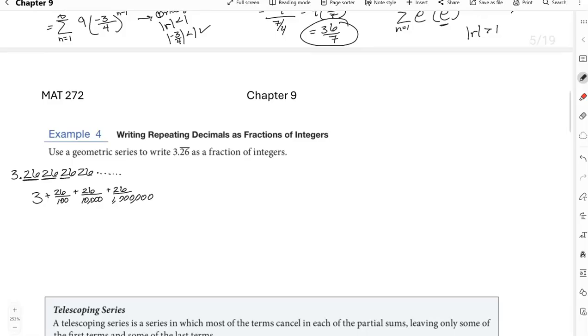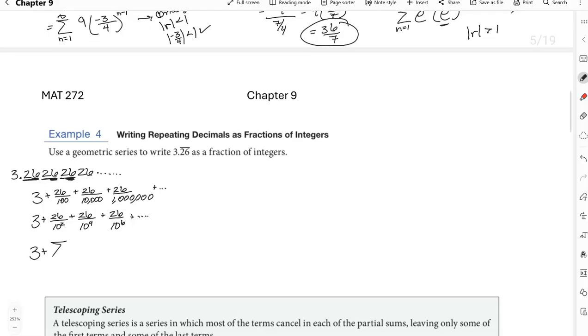So notice I'm taking that repeating piece and I'm putting it over its place value. So the last 6 for that first group is in the 100th place value. The last 6 in the second group is in the 10,000th place value. And then that last 6 in that third group is in the millionth place value. So the question becomes, how could I write that? Well, this is going to be 3 plus 26 over 10 squared plus 26 over 10 to the 4th plus 26 over 10 to the 6th.